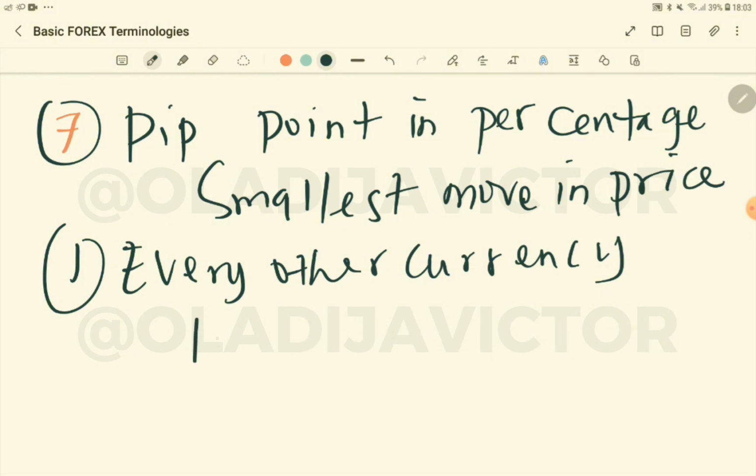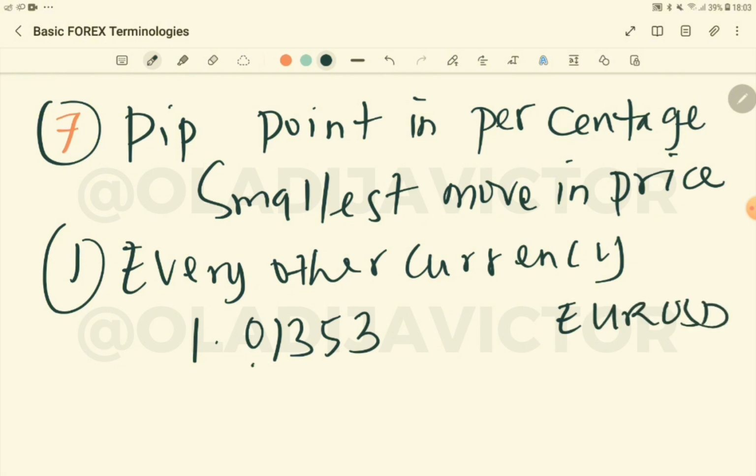So if you have 1.01353, let's say for Euro USD, 1, 2, 3, 4. So the pip starts from here, and so let's say it's moved from 1.01350 to 1.01353. It is 3 pips basically. If it moves from 1.10300 to 1.10353, it is 53 pips, because it's from 00 to 53.